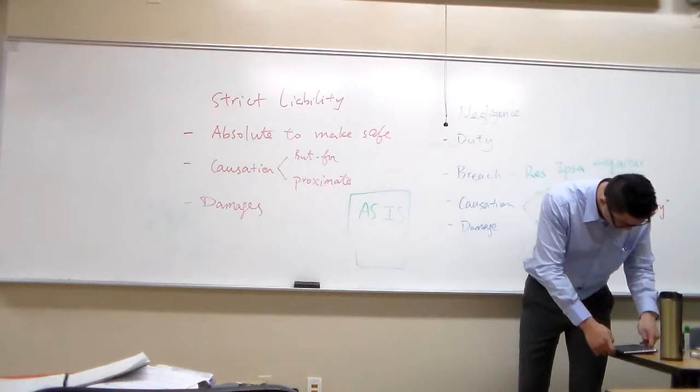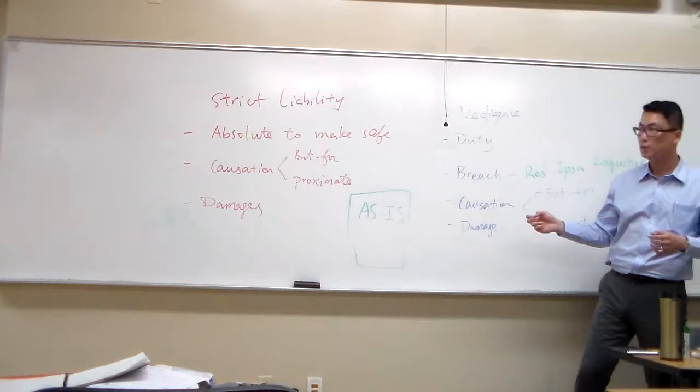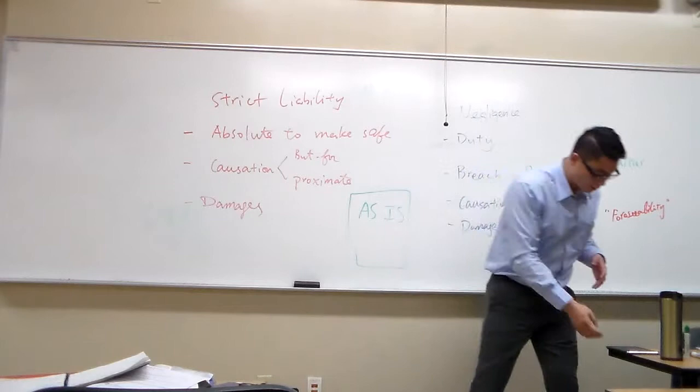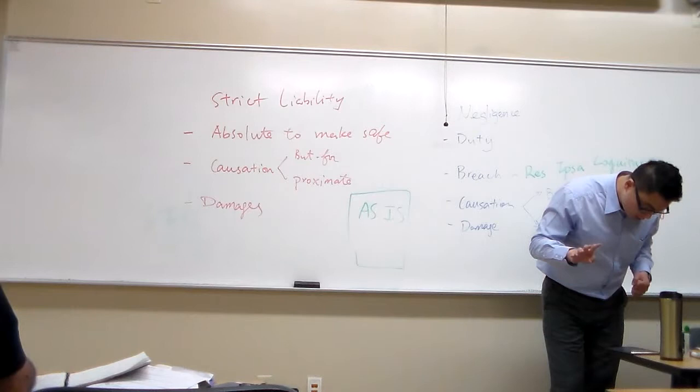Well, if we sue under negligence, it will be a very similar analysis. But if we sue on strict liability for a product, the only person you can sue is the commercial supplier. The commercial supplier, and then of course the manufacturer.